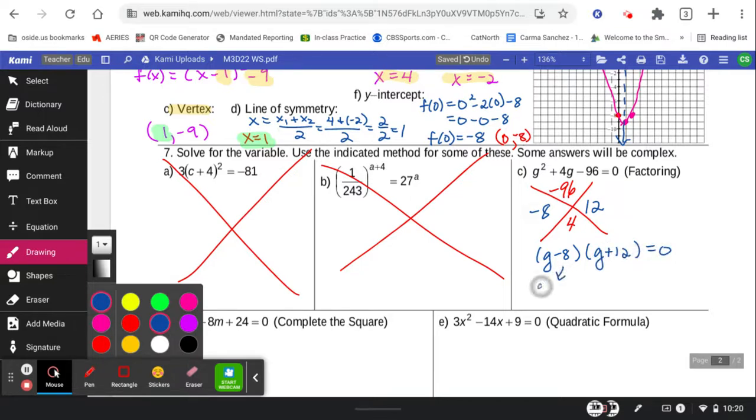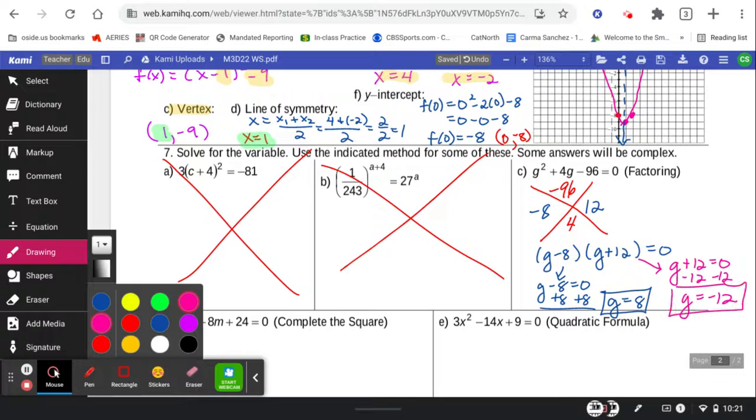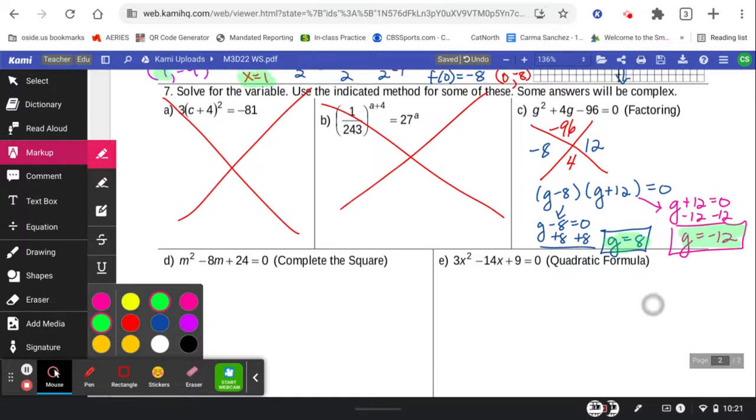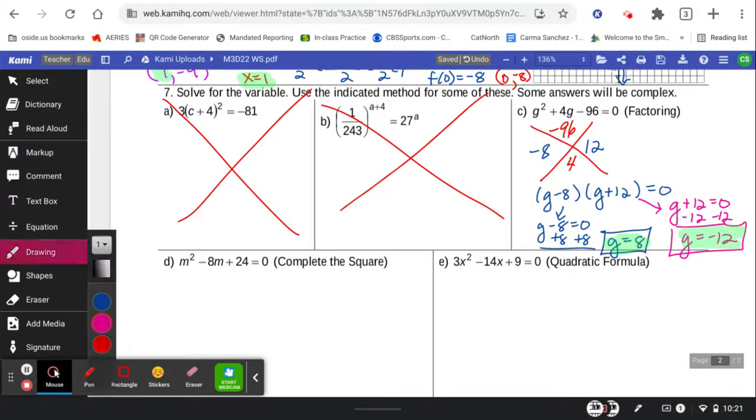And they want us to solve. So by zero product property, I write each piece. And first I get that G equals 8. For the second one, I get G equals negative 12. How'd you do? All right, that's the solve by factoring method. Let's go do the complete the square.